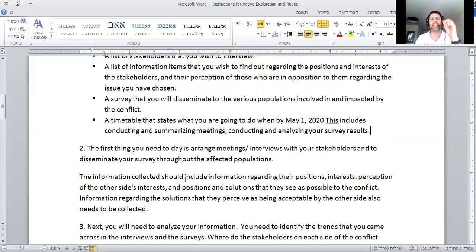The information collected should include information regarding positions, interests, which are needs, wants, and resources in conflict, perception of the other side's interests and positions, and solutions that they see as possible to the conflict, whether they think the other side will do it or not. Like I said, sometimes some people say, I don't want to even suggest it because the other side will not agree to it. And then we find out, lo and behold, the other side agrees to it or even will agree to part of it. And that is progress in itself.